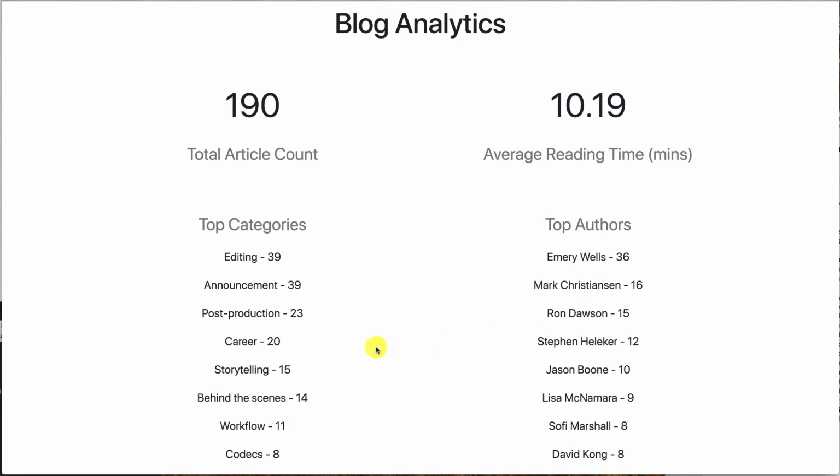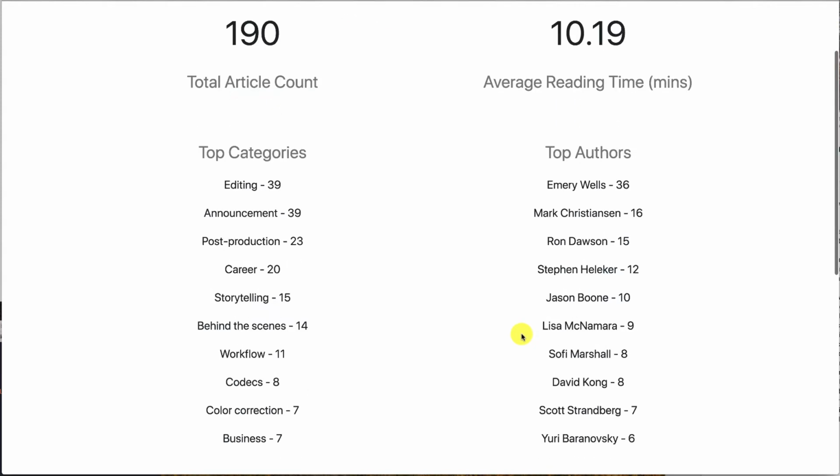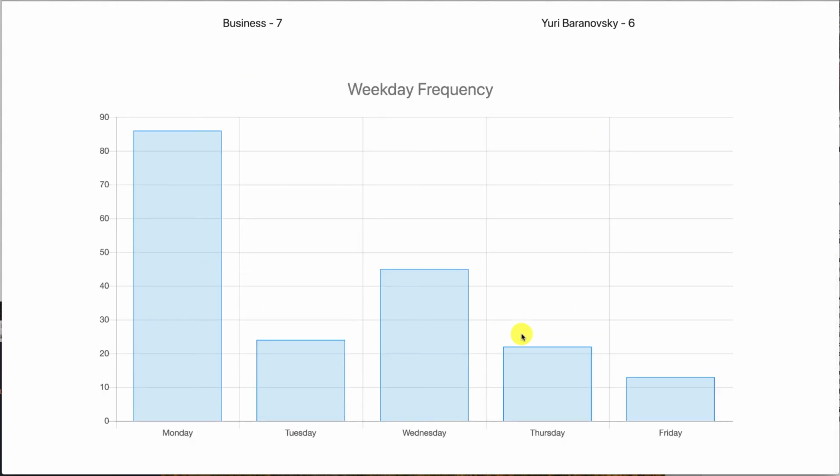So this would be helpful in planning which topics we want to write about, and then also seeing who is writing articles for our competitors. Is it in-house staff, or are they using other writers that we could possibly hire for our blog? And then on the bottom we simply have a chart that's made with the JavaScript library, and this simply shows the weekday frequency. So what days are they posting their articles on?